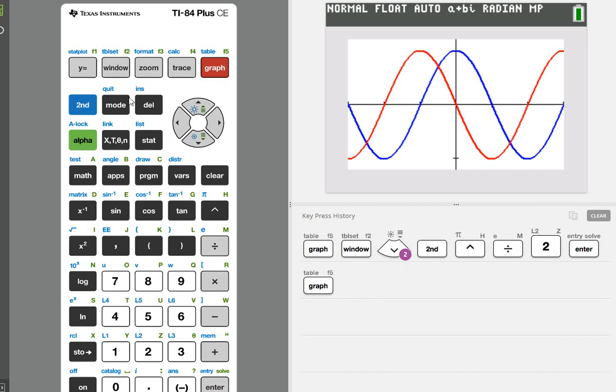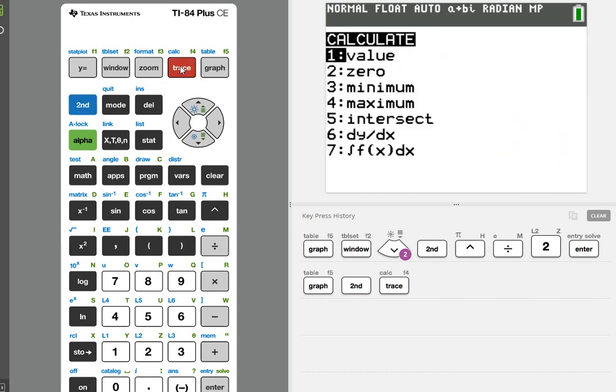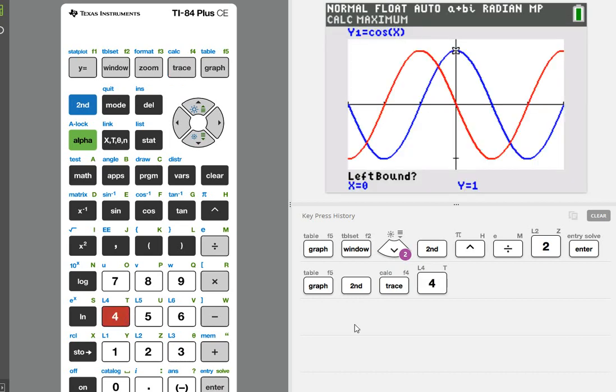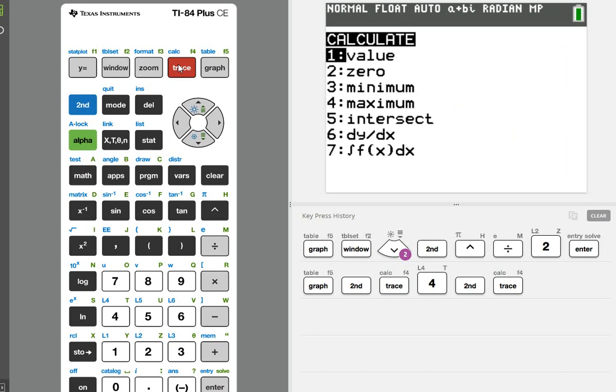Now if you wanted to find a maximum point, you can do that. You hit the second key, and the calc key says, what do you want? You want to find a maximum point? You want to find a minimum point? Here you go. So let's find a maximum point, 4. And you know what? Let me change it up. Let's find a minimum point because the maximum is just going to give me a 0 there. So second, and then calc. Let's find a minimum point.